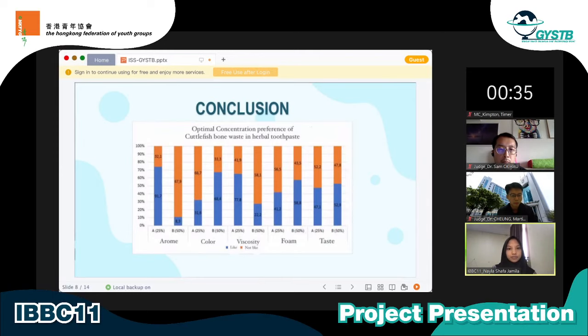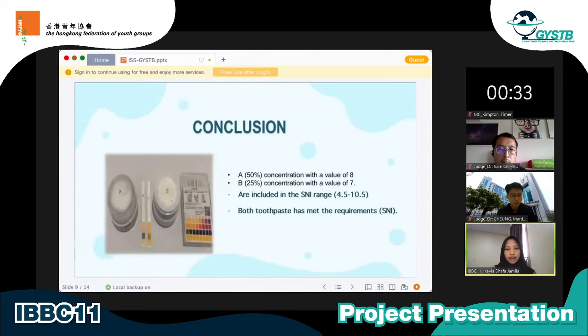And the result of the chemical analysis of the pH test of toothpaste A and B are included in the SNI, or Indonesian National Standard, range of 4.5 until 10.5. Concentration A has a value of 8 and concentration B a value of 7. This means both of them have met the requirement.